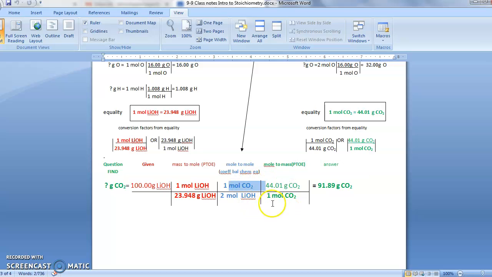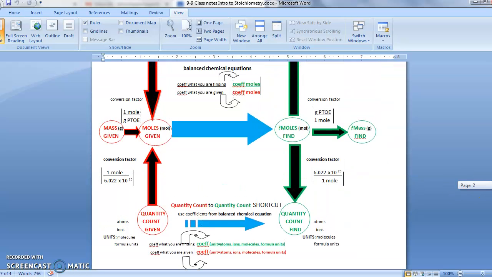This unit is moles of CO2. There's moles of CO2. I need it to cancel out. The only unit that didn't cancel was grams of CO2. That's the unit I'm trying to find. So I take 100 divided by 23.948 equals, divided by 2 equals, times 44.01 equals. 100 grams of lithium hydroxide can remove 91.89 grams of carbon dioxide. That's one of the most fundamental calculations of all of chemistry, mass to mass.